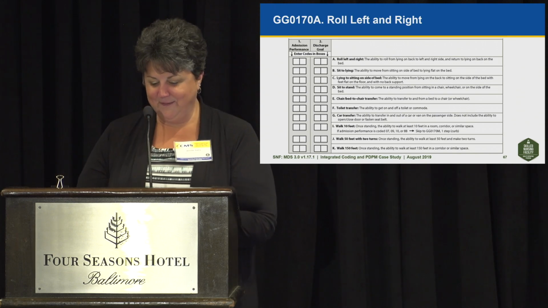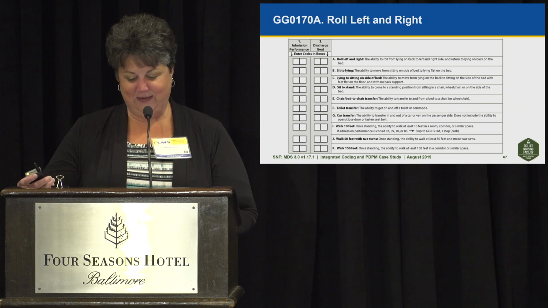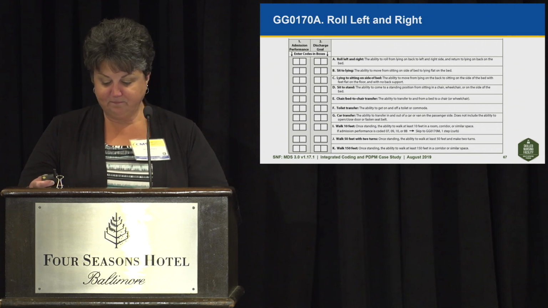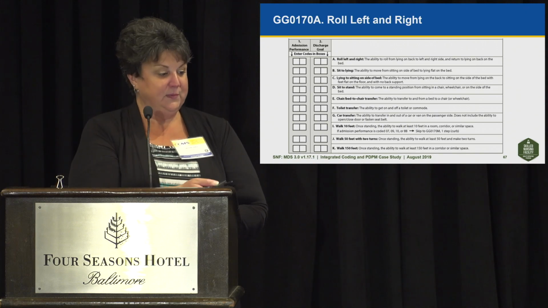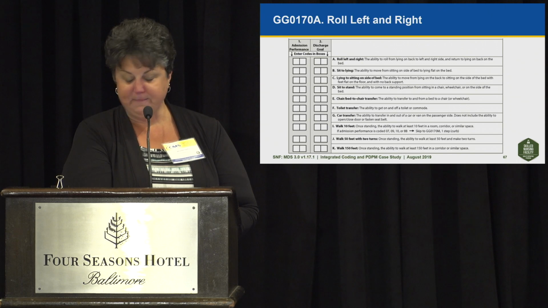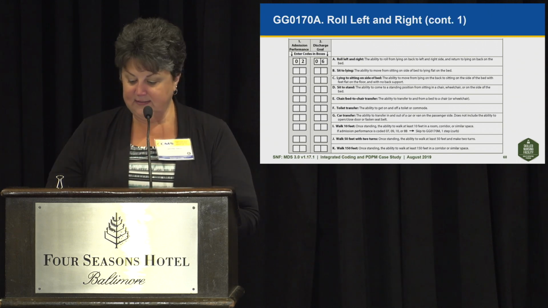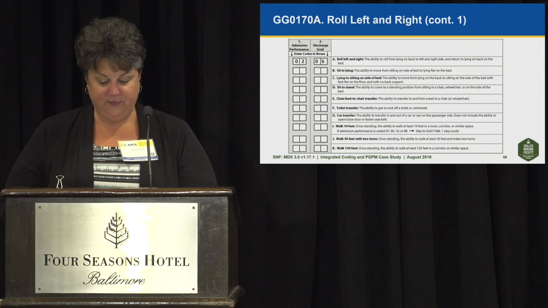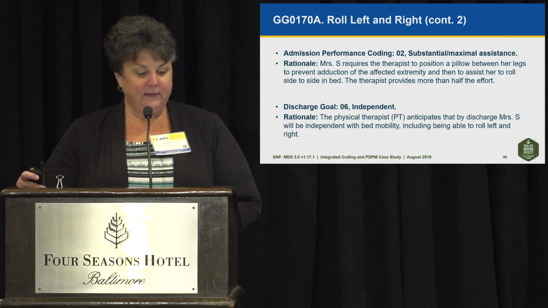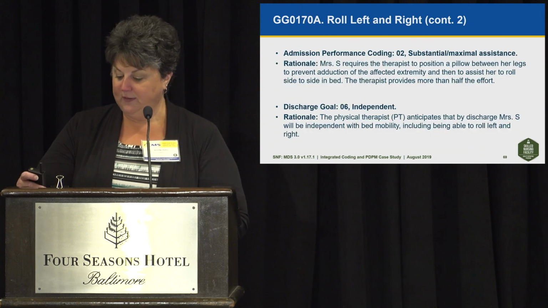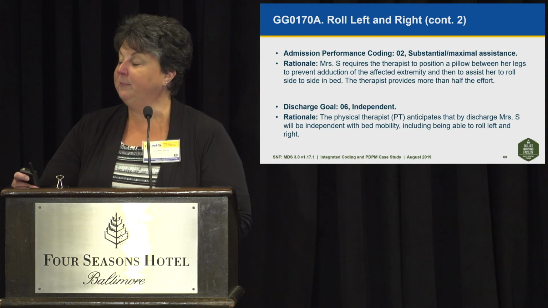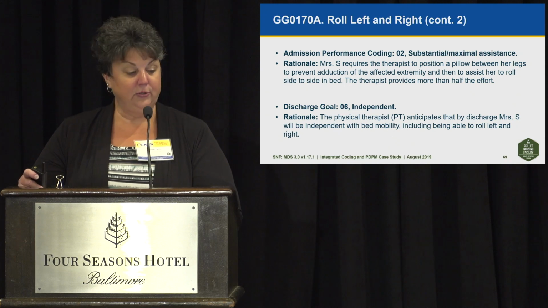All right, anyway, so first we come to GG0170A, roll left and right. For coding on this, we looked to our PT notes and our case study, and what did you find out here? Coded as a 2. Excellent. And we hope that she'll be a 6 on discharge. And here's her rationale. The therapist provided more than half the effort, but it expects that by discharge, she'll be independent with bed mobility, including left to right.